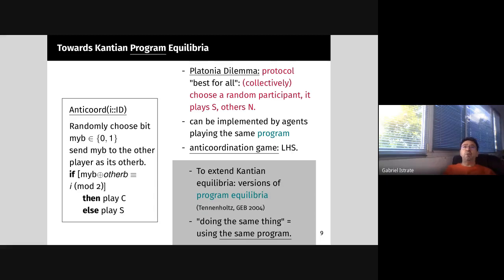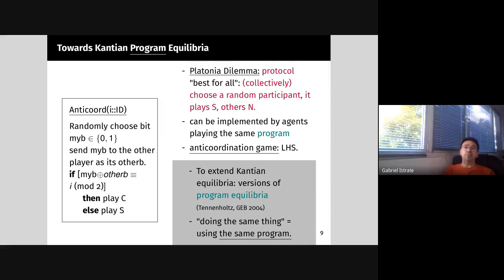Instead, we're going to go for a different ingredient, and that's the ingredient of program equilibrium. As we've seen, intuitively, it would be even better in the Platonia dilemma for the players to collectively implement the following protocol. They would choose among themselves one of the players uniformly at random, and that player is going to submit its name, and the other ones are going to not submit. This is even better than the mixed Kantian equilibrium, and it can be implemented by agents all playing the same program. And the same is true for the anti-coordination game that we saw before, where players choose one bit and they use the XOR of their bits to choose an action to play, and they're going to be choosing it differently. We're going to break the symmetry by using agent ID as a part of the input for the program.